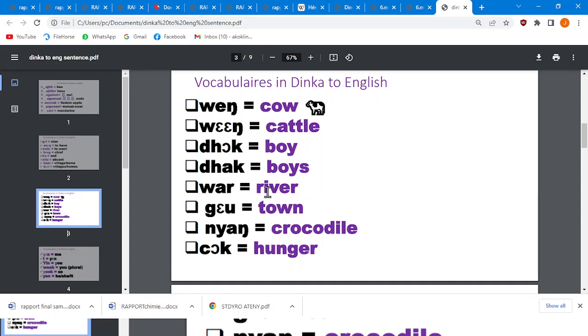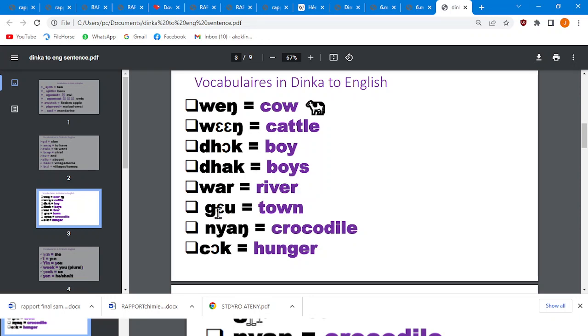War means river or lake. This is not war. Yeah, don't mistake it like war. This is not war. It is a Dinka word meaning river. If you know war in English, you can remember this one in Dinka also. It's not war. War means river.